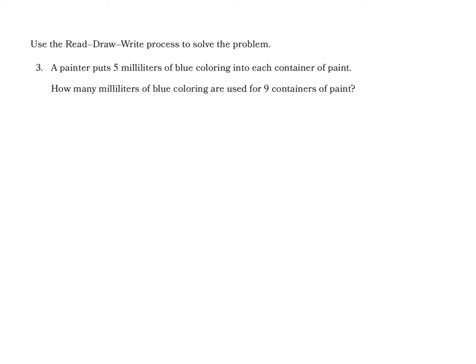For the next two problems, I'm going to read the problems to you, but then I want you to do the drawing and the writing. You'll pause the video, do your own answer, and then check your work. So number 3, a painter puts 5 milliliters of blue coloring into each container of paint. How many milliliters of blue coloring are used for 9 containers of paint? So think about what it's asking you to do, how you would draw your tape diagram. Is that going to be addition, subtraction, multiplication, or division? So pause the video, show your work, and then compare.